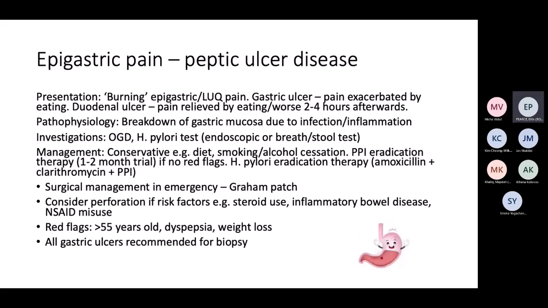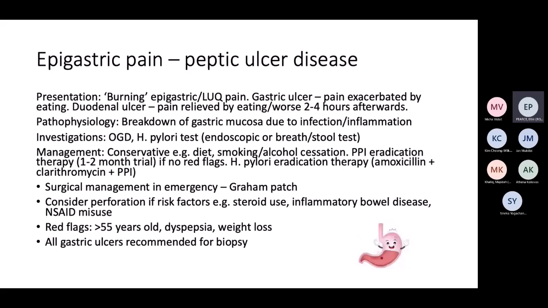Pathophysiology is the breakdown of the gastric mucosa, and it's often due to infection or inflammation. Investigations that we do, the most useful is an OGD, and then we also want to test for H. pylori, which we can do while we're doing the OGD, or we can do breath and stool tests as well. And that's particularly useful in younger patients where you don't necessarily want to subject them to an OGD, but they've got grumbling gastritis type symptoms.